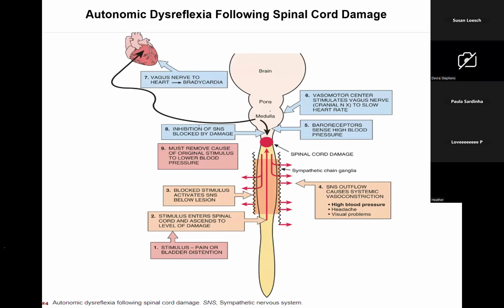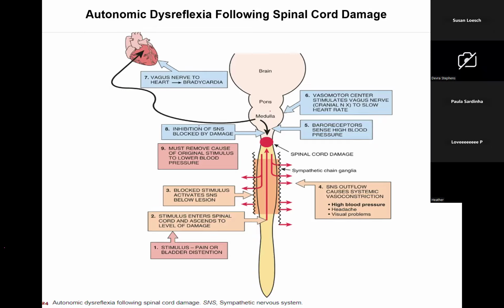So here, if you look at this, we have bladder distension here, okay? The bladder distension is the stimulus that's going to trigger this autonomic dysreflexia to occur. So the bladder's distended, the stimulus enters the spinal cord and goes to the area of the spinal cord where it's damaged. The stimulus there is blocked, so it activates the sympathetic nervous system below the lesion there.